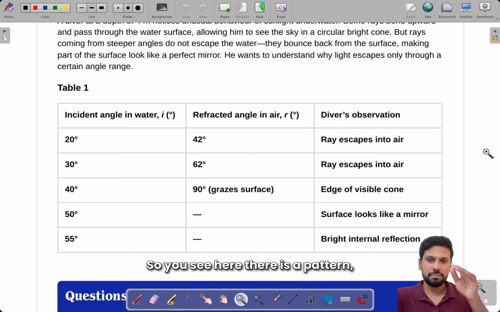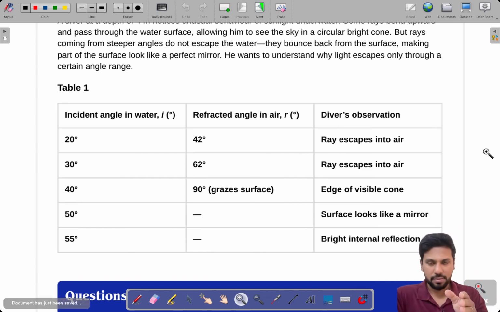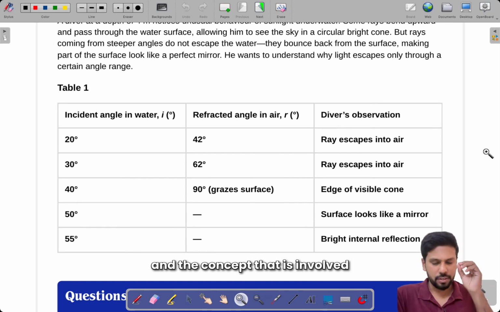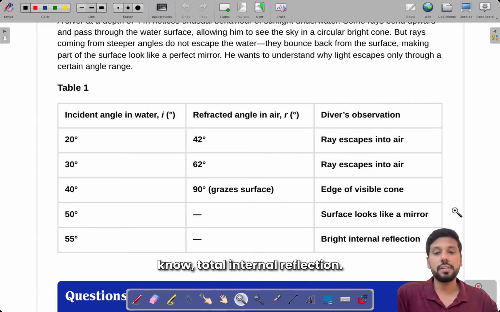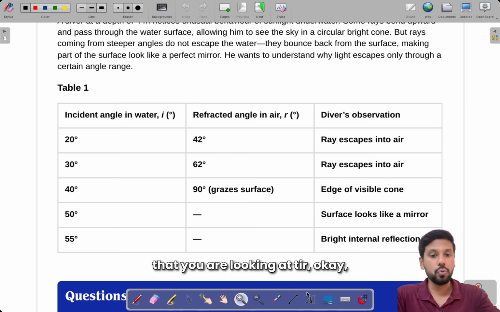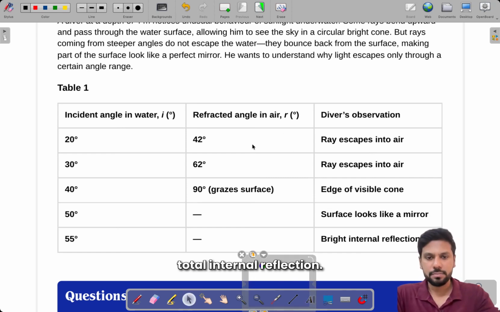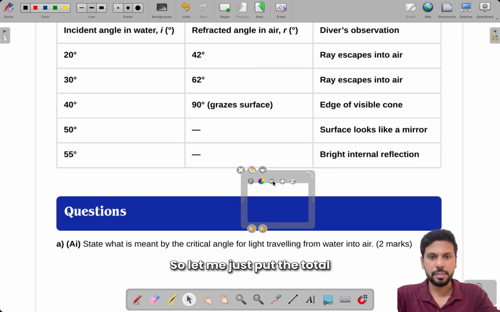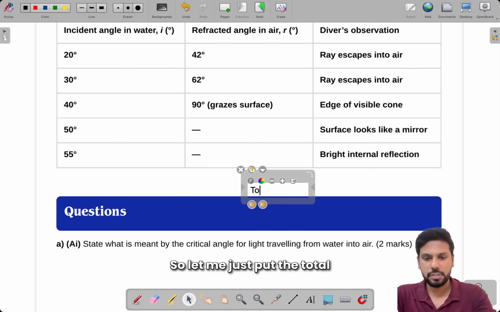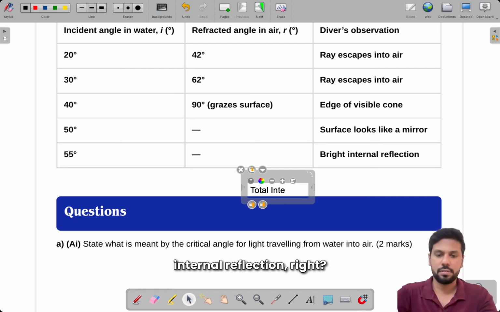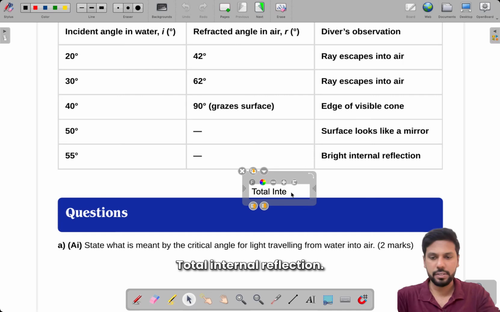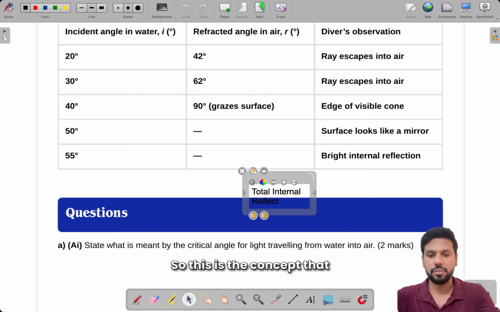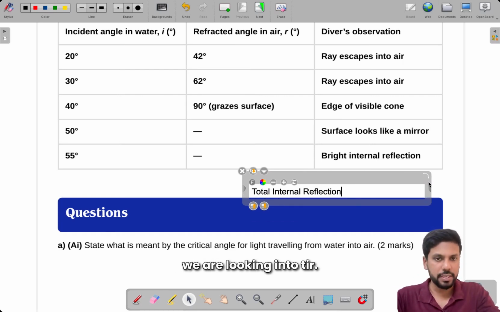You see here there is a pattern, and the concept involved here is none other than total internal reflection. So you need to understand that you are looking at TIR, total internal reflection. This is the concept that we are looking into, TIR.